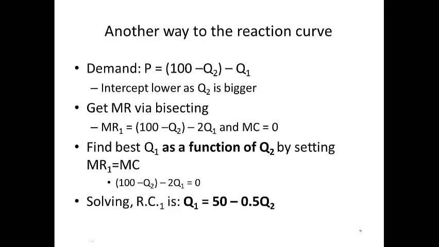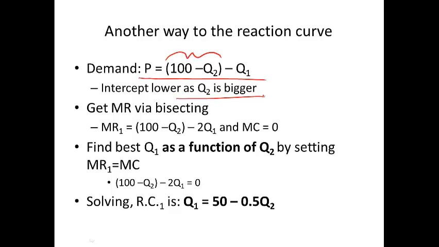We have another way of getting the reaction curve. We can start with the demand curve that firm 1 faces. P equals 100 minus Q2 minus Q1. And let's think of this first part in parentheses as the intercept on the p-axis. That intercept gets lower as Q2 gets bigger. That is, the more firm 2 produces, the lower is the intercept on firm 1's demand curve.